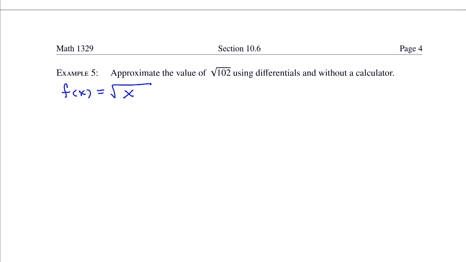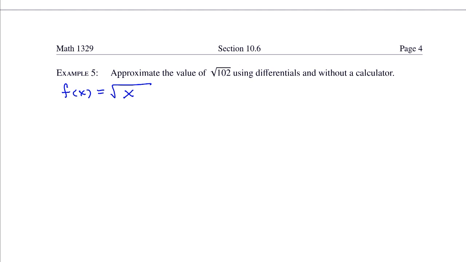Now, in order to do this without a calculator, we're going to need to know something for certain. Based on the previous graph that I showed you, you need to know information that is close to the one that you actually want. You actually want the square root of 102.